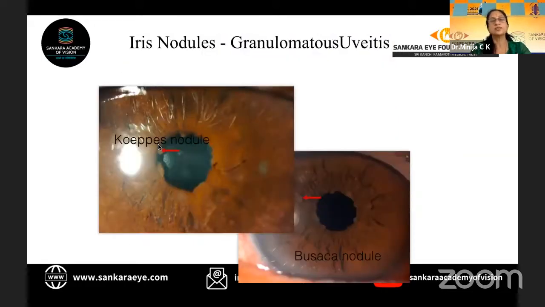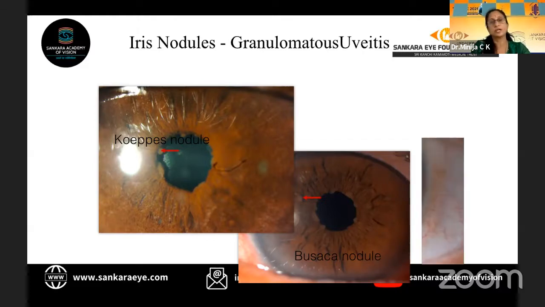So coming to the iris, you can have Koeppe nodules, which are normally seen on the pupillary margin, and Busacca nodules, which are seen in the iris stroma. These are all characteristic of a granulomatous uveitis. And you can even have granulomas, nodules on the trabecular meshwork, which are called Berlin's nodules, which is characteristic of sarcoidosis.